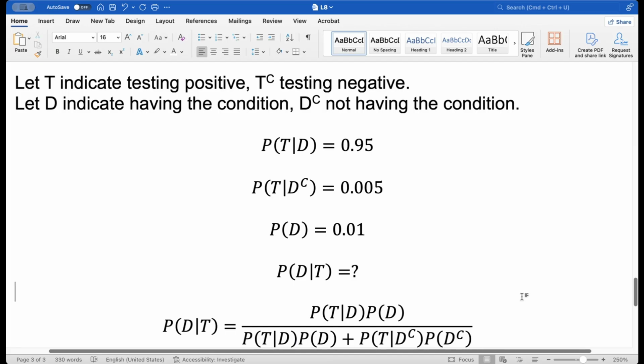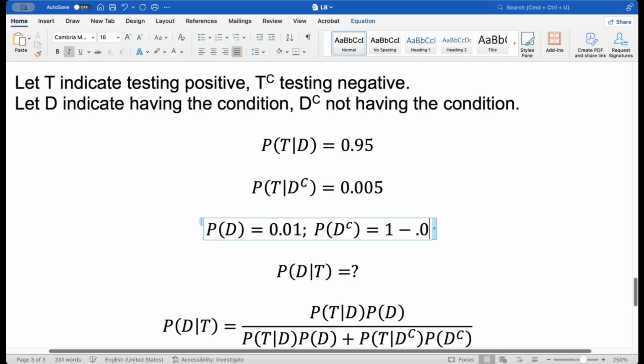And we're going to fill these things in here. So one calculation we need to make is the probability of D complement. That's 1 minus the probability of D. So the probability of D complement is equal to 1 minus 0.01, which is 0.99.